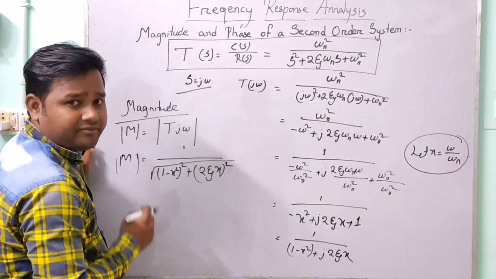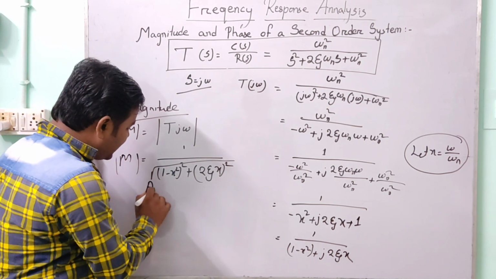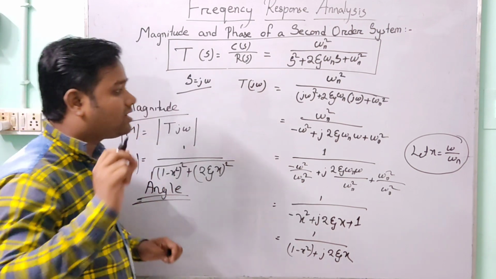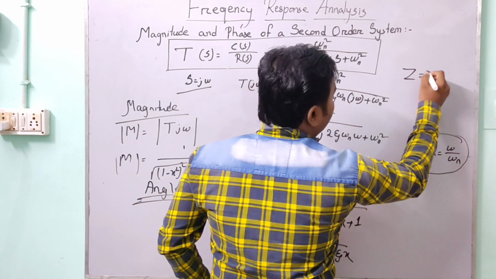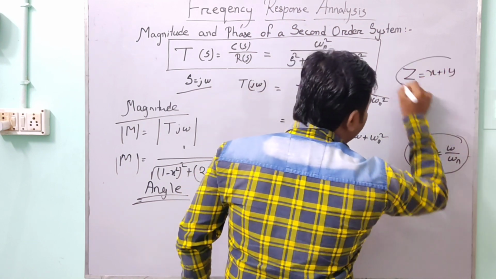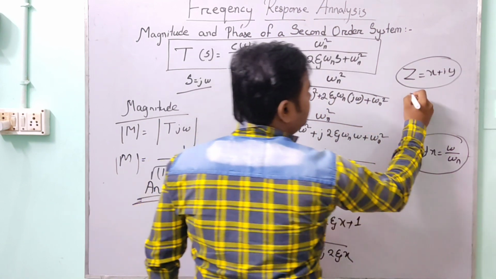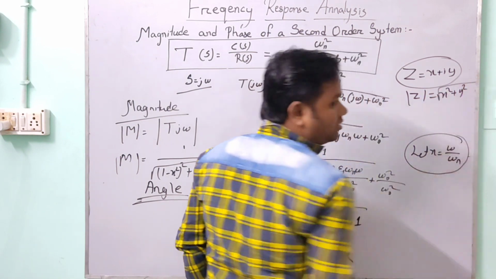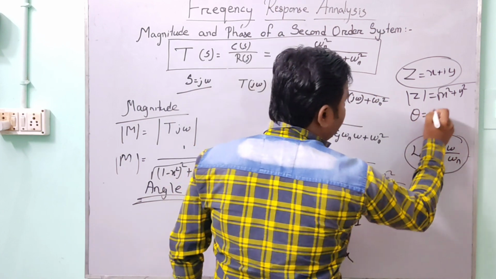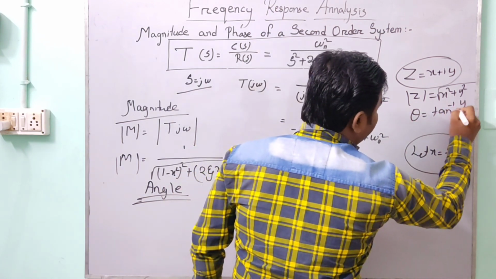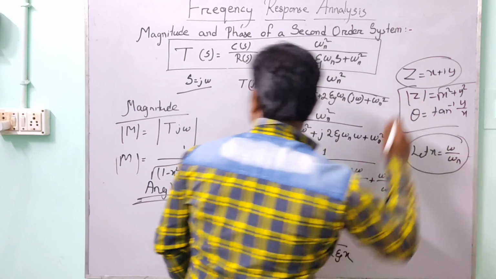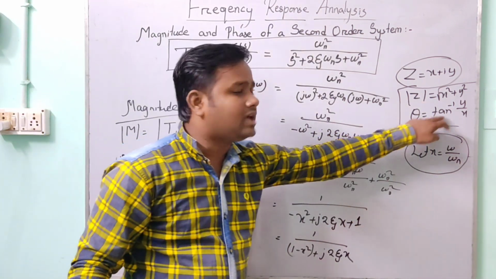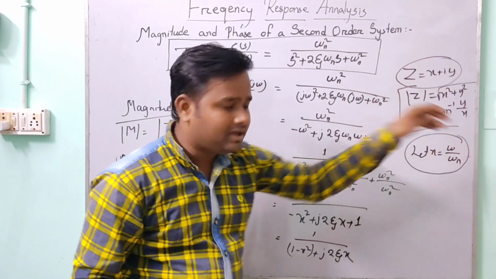If I go for the phase angle, we know the formula of a complex number, that is z is equal to x plus iy. Here the magnitude is equal to mod z, which is the square root of x square plus y square, and its angle theta is equal to tan inverse of y by x. Here I have already got the magnitude part. Now I will go for the angle part, which is equal to tan inverse of the imaginary part divided by the real part.